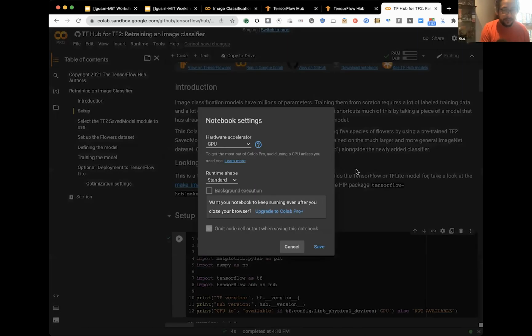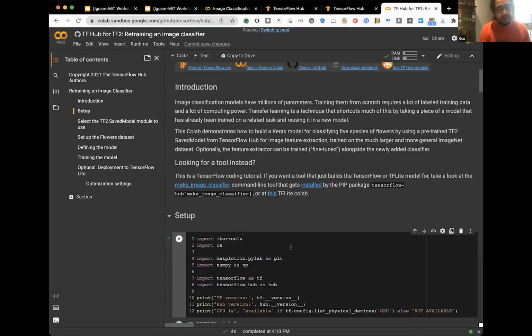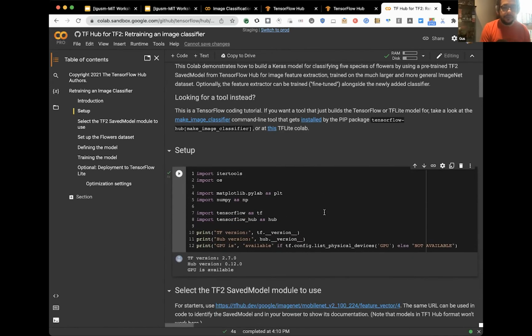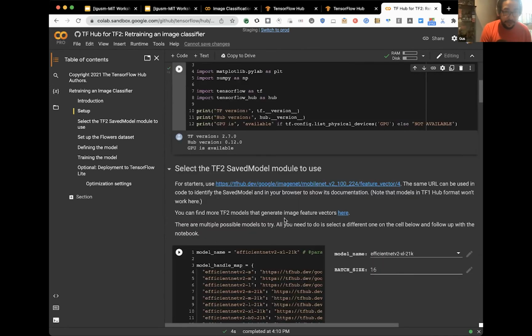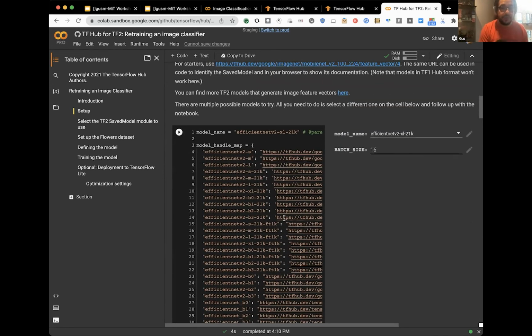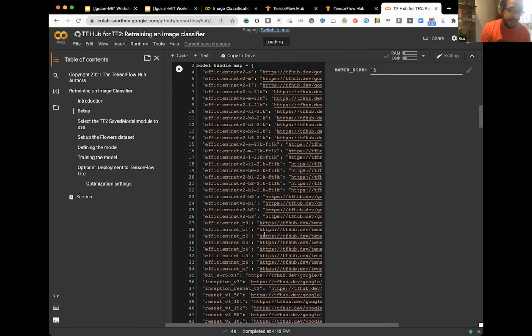So for this one specifically, if you're following me on Colab, make sure that you're using a GPU here, right? Because you're going to train a model, and if you don't use GPU, it will take a long time and it's very annoying. So just make sure we are using GPU. And here is where we choose a base model right from the start.